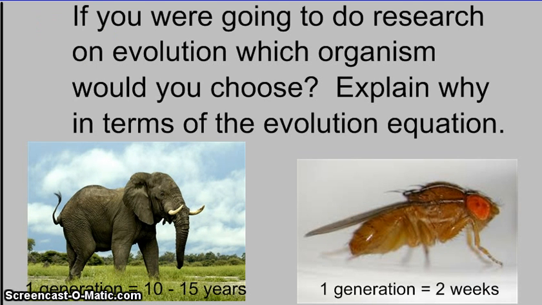So think of this as a challenge question. Thinking of that last component of evolution, if you were going to do research on evolution, which organism would you choose? Would you choose an elephant or would you choose a fruit fly? And can you explain why in terms of the evolution equation? So think about that for a minute, pause the video, and then I will give you the answer.